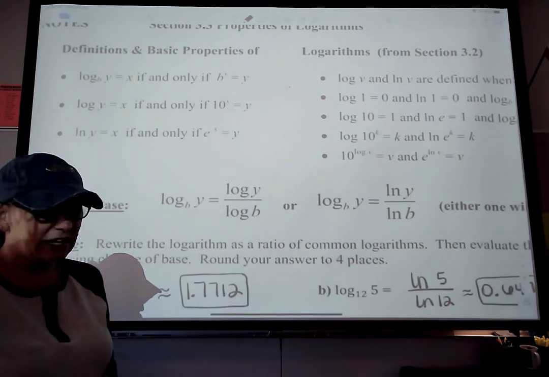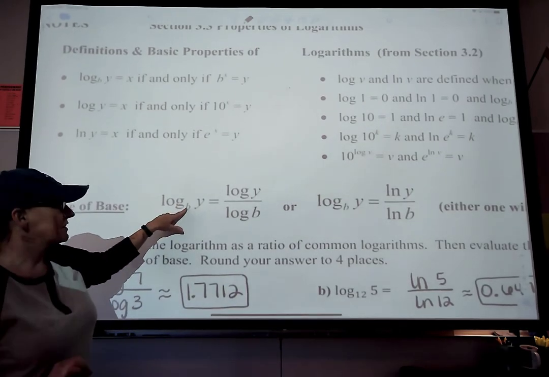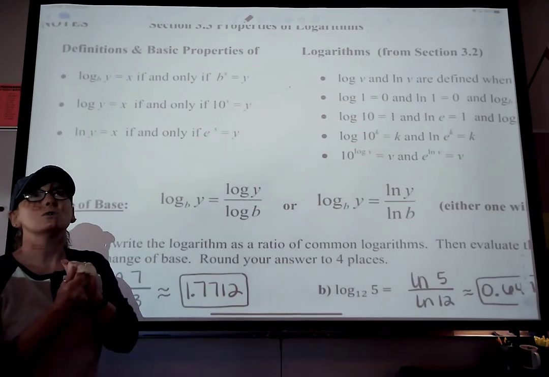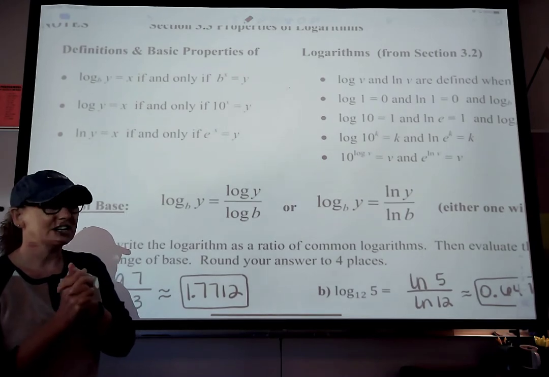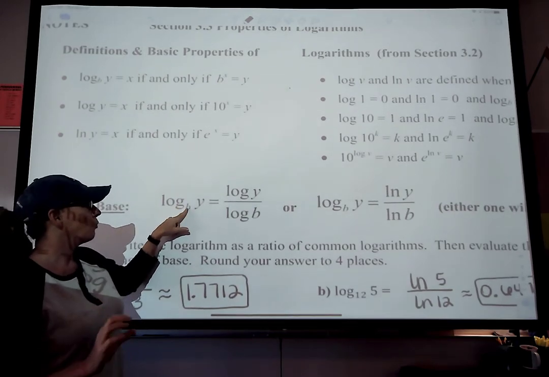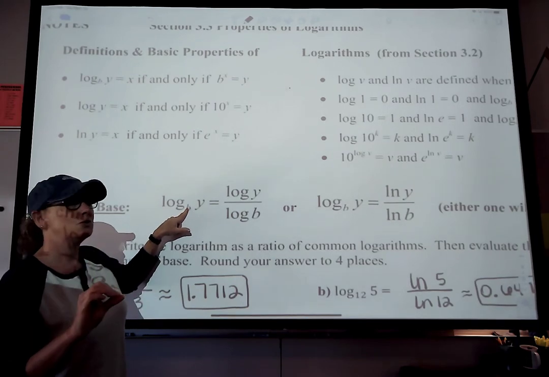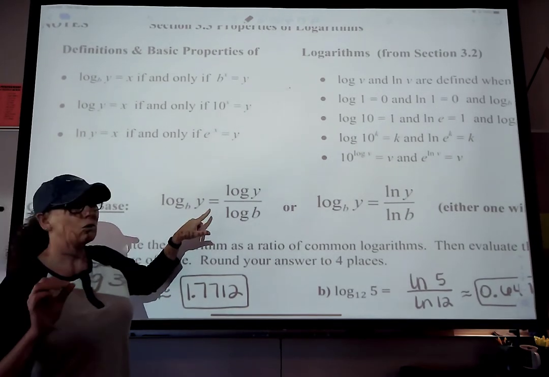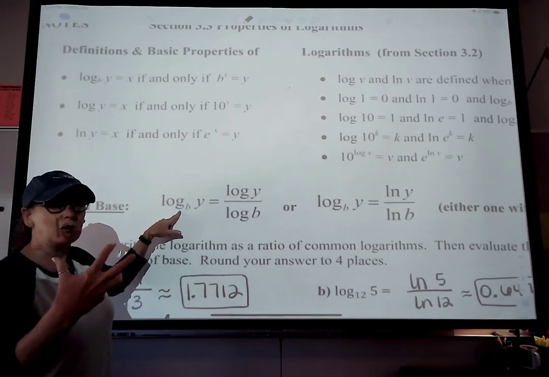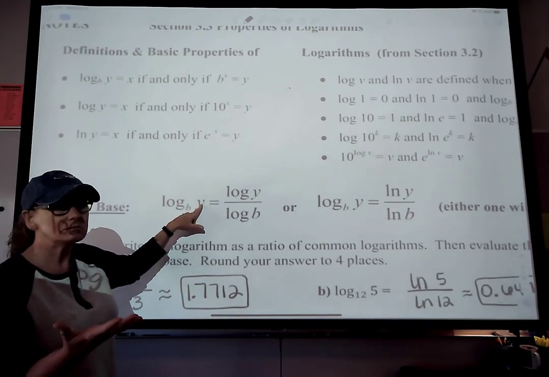Back in the day, people needed to evaluate logarithms with a different base. So let's say that you're taking a test and you're only allowed to use your scientific calculator, and I don't think your scientific calculator can handle logs with weird bases. I'm pretty sure your scientific calculator can only do log base 10 or log base e. So what if I need you to get a decimal for like log base 7 of something? Well, then you have a dilemma.